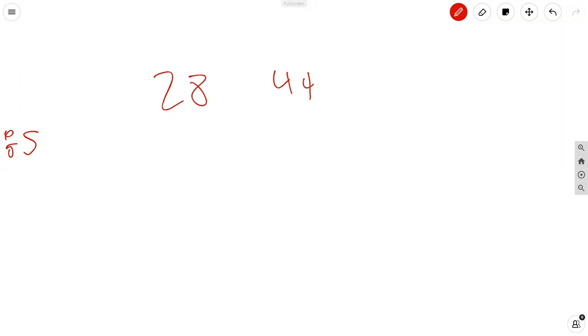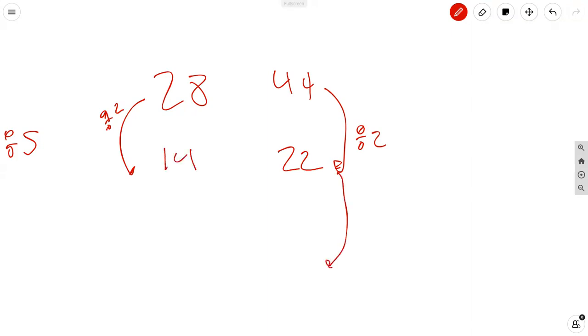Okay. So what I could do, I know I can just easily halve them. 44 divided by 2, 22. 28 divided by 2, 14. This one, I can simplify it even further. All I needed to do was divide it by number 2. Okay, 22 divided by 2, 11. 14 divided by 2, 7. So at the end, my ratio is 7 to 11. Does everyone get that so far?